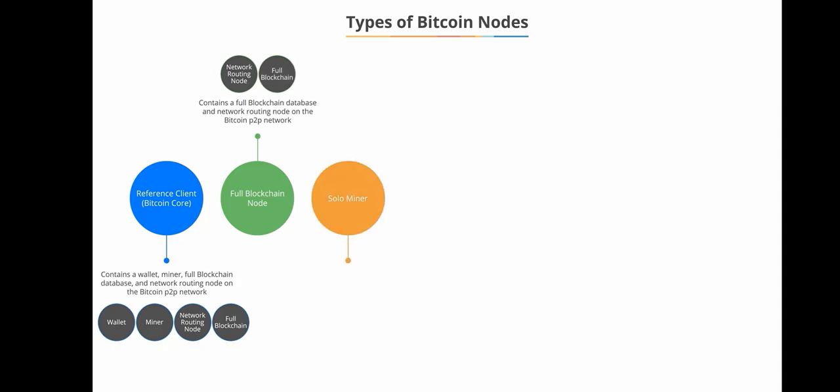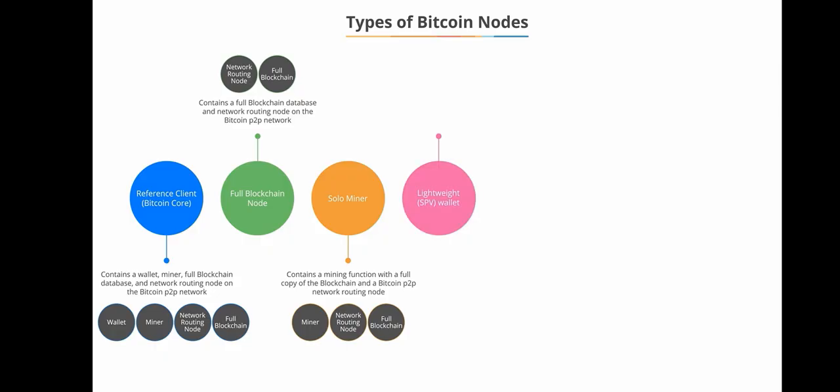Next, we will talk about a solo miner. A solo miner contains a mining function with a full copy of the blockchain and a Bitcoin P2P network routing node. Then we have the lightweight wallet. This contains a wallet and a network node on the Bitcoin P2P protocol without a blockchain.